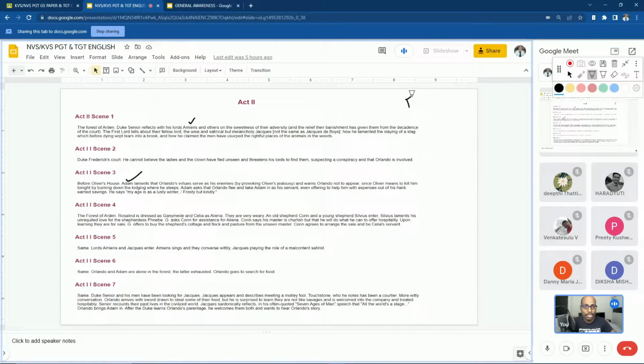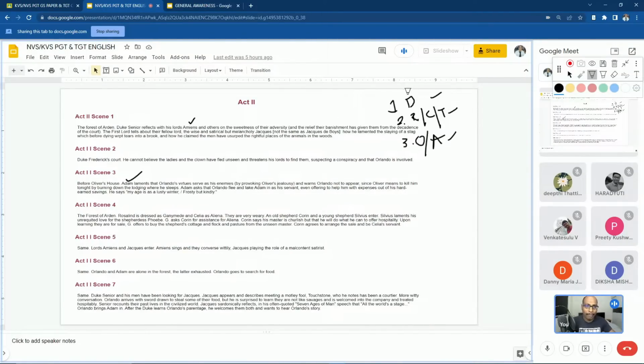One is Duke Senior with his followers already in the Forest of Arden, and the second group, Rosalind, Celia and Touchstone, have already entered the forest. And now the third group. Who are those? Orlando and Adam. These two are in the forest. So these three groups of people are inside the forest, and they did not know that they were all in the same Forest of Arden.